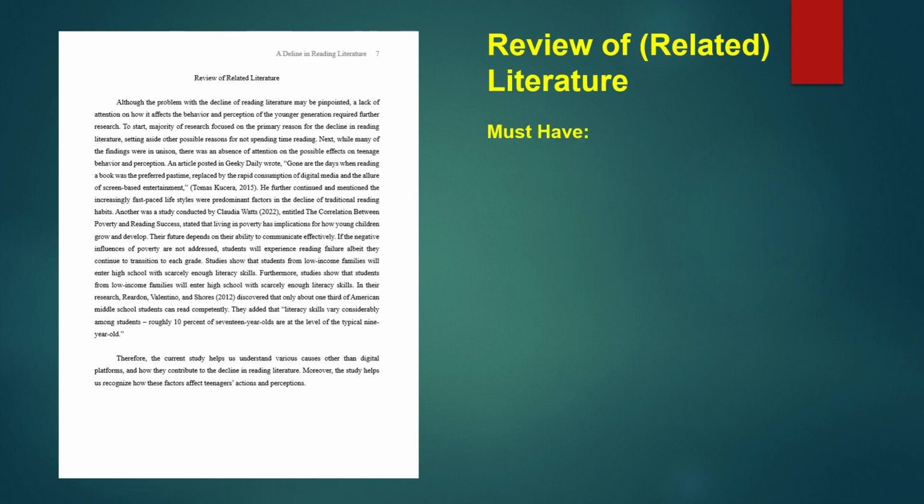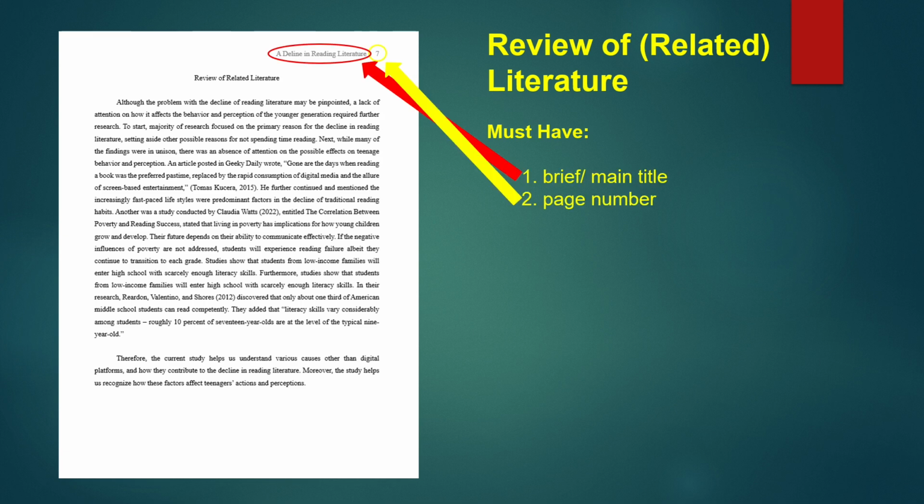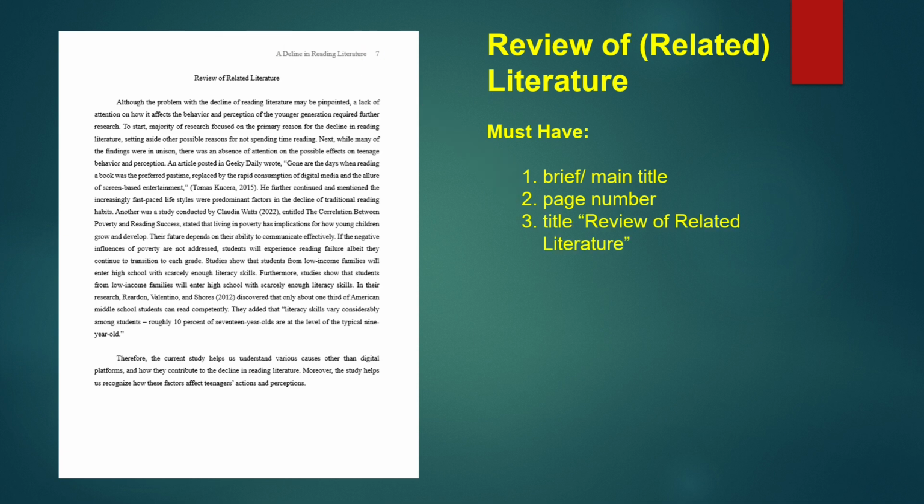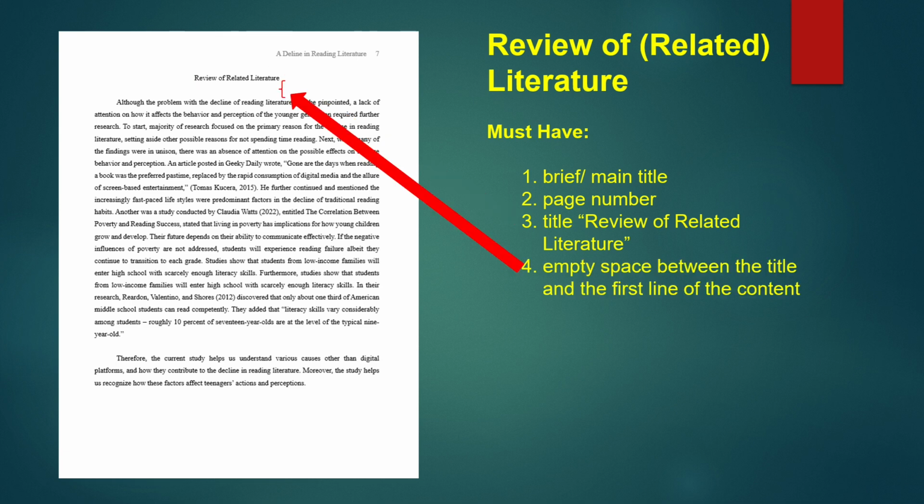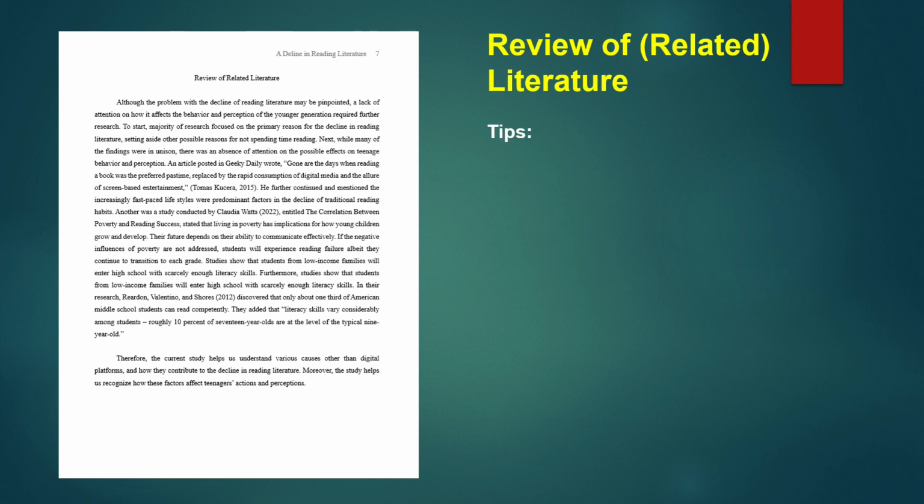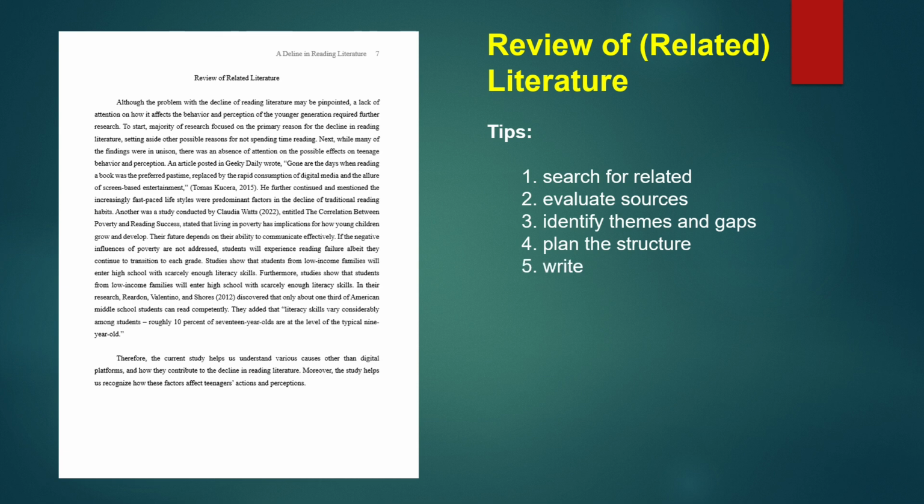When writing the review of literature, be sure that the brief title of the research report and page number still appear on the top right part of the page. Then the title, Review of Literature, must be written at the top center below the brief title and page, then an empty space between it and the first line of the content. When writing the review of literature, consider these 5 key steps. Search for related literature or study. Evaluate sources. Remember that not all sources of information are trustworthy. Next, identify themes and holes. Then, plan the structure. Finally, write.